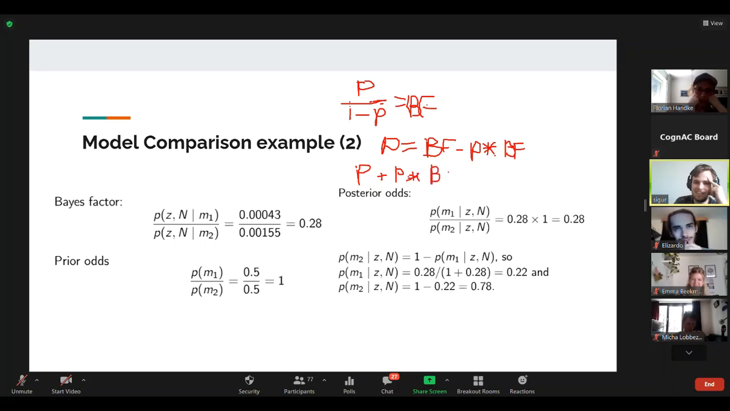Okay, let's see in the chat if it's clear. What are we trying to find? The posterior. I'm also lost. Whoa, that was clear.